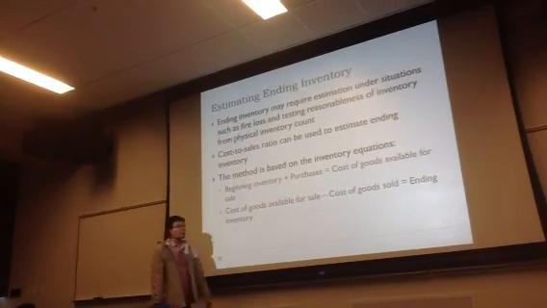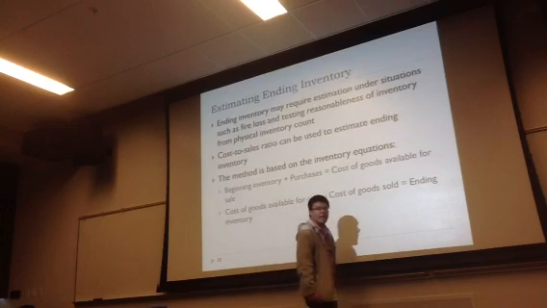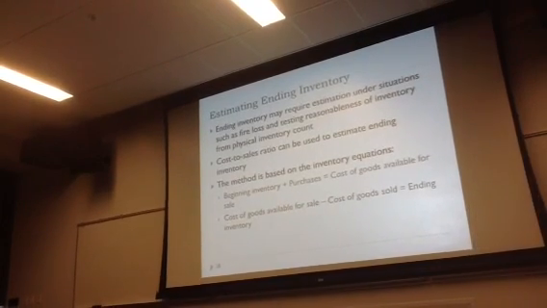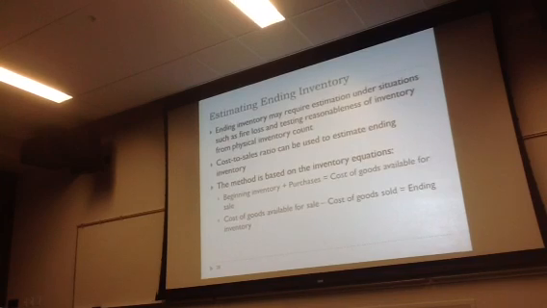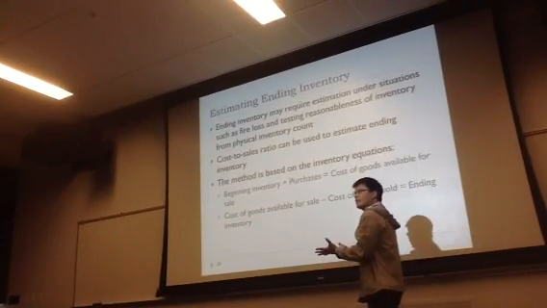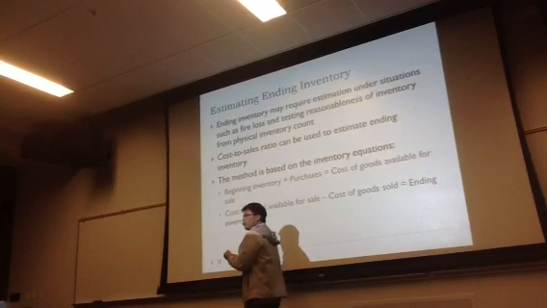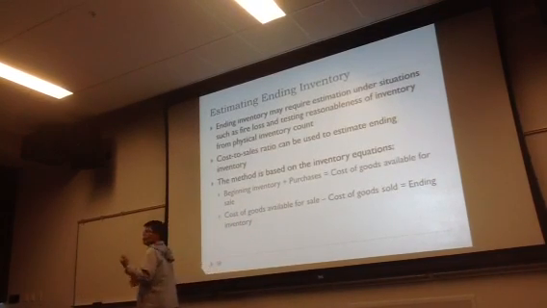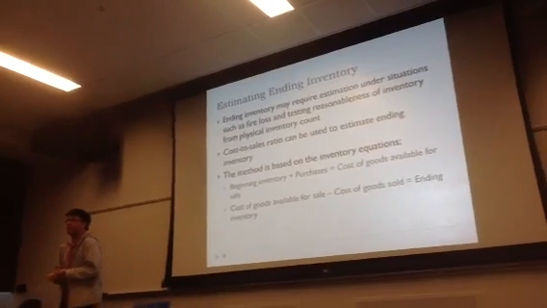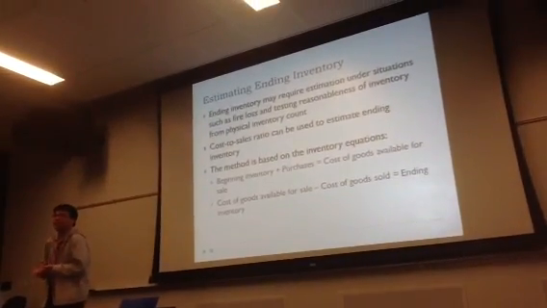Okay, so let's get to the very last topic, which is estimating the ending value of the inventory. Okay, so sometimes we have to estimate the ending inventory. Why is that the case? Okay. Didn't we just talk about that we are able to perform a physical count so that we can get the ending inventory, even if we are using the periodic system?